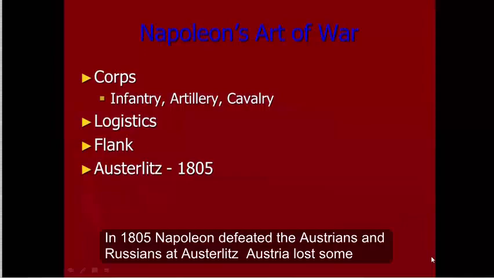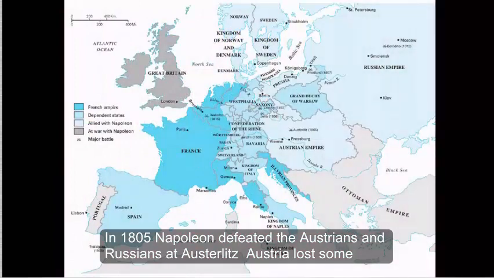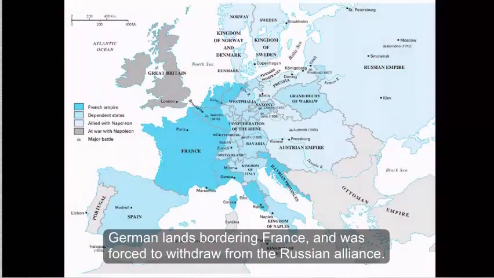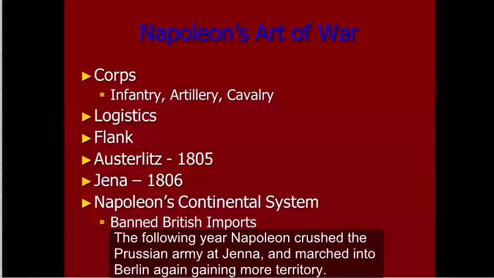In 1805, Napoleon defeated the Austrians and Russians at Austerlitz. Austria lost some German lands bordering France and was forced to withdraw from the Russian alliance. The following year, Napoleon crushed the Prussian army at Jena and marched into Berlin, again gaining more territory.